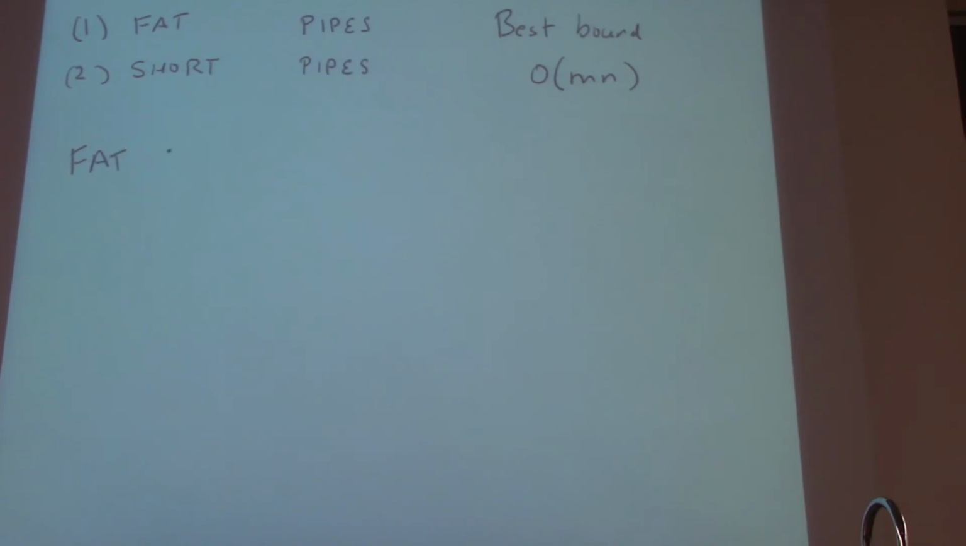They don't change anything else about the algorithm. So the analysis and the correctness all work the same way as before. So fat pipes basically says pick the augmenting path that maximizes flow.